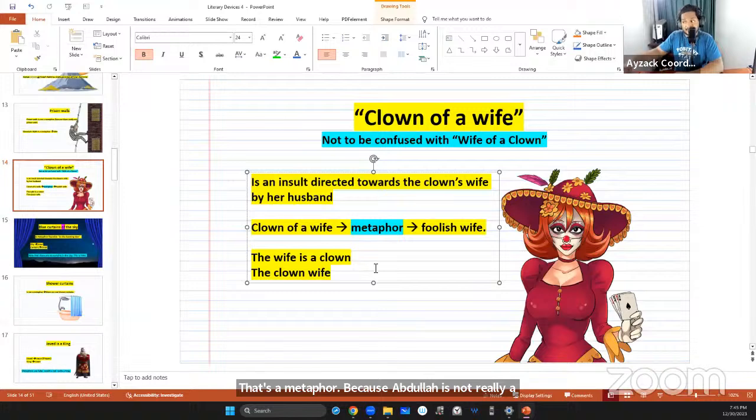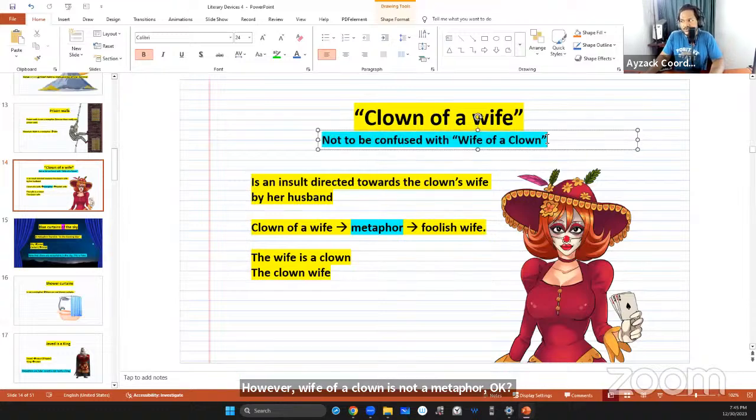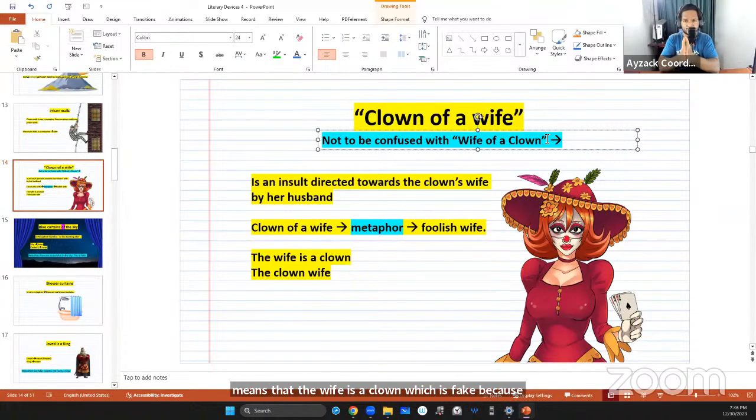Clown of a wife is a metaphor. However, wife of a clown is not a metaphor, okay? Wife of a clown is not a metaphor. However, clown of a wife is a metaphor because the wife is compared to a clown. However, wife of a clown is not a metaphor because the clown can really have a wife, right? Hope you can understand the difference. Clown of a wife means that the wife is a clown, which is fake because the wife is not really a clown in The Clown's Wife. The wife is satirized. The wife is mocked using this metaphor. That's another technique.